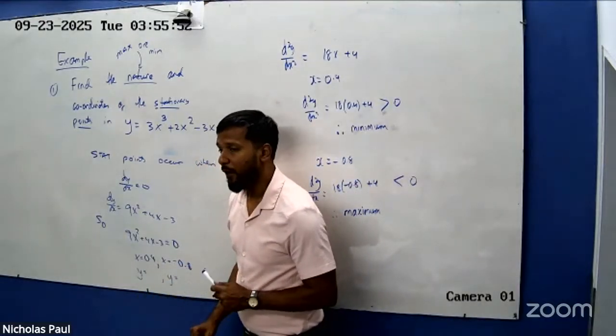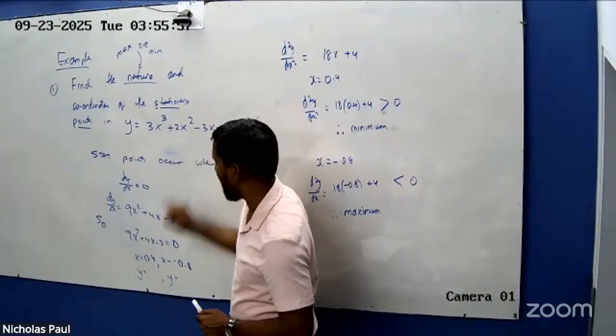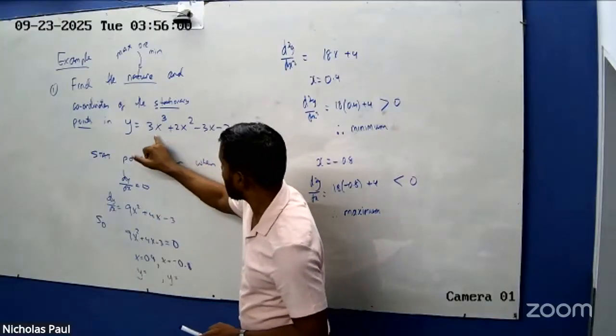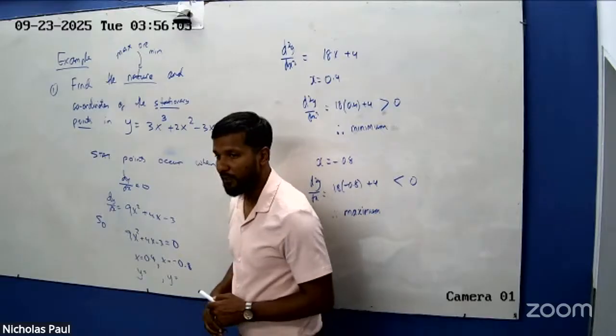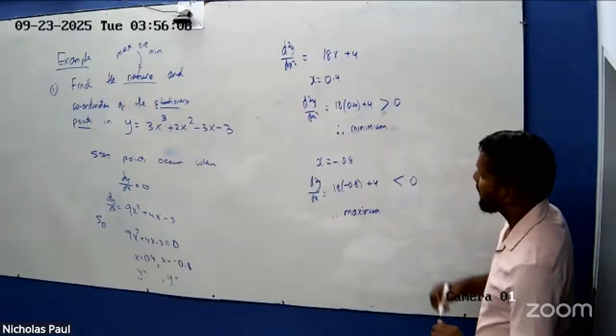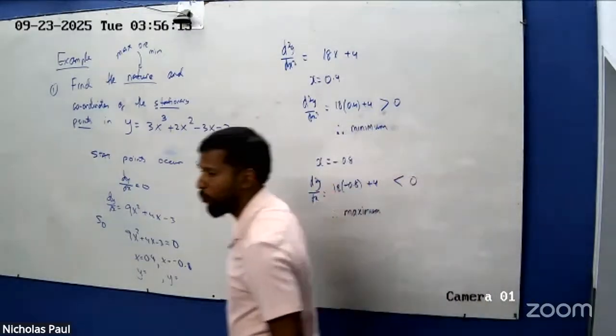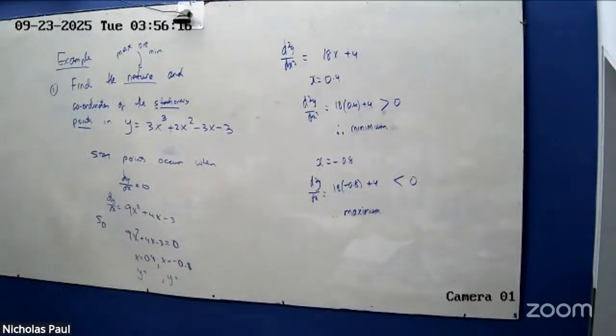Okay? To find the y value, we put in the value here. Plug in 0.4 here, and you'll get the y value. Plug in minus 0.8 here, and you'll get it out. Okay, copy it down. Copy it down and just tell me the y value. So, what are the steps? Find dy/dx. Make it equal to 0. Solve. Find d2y/dx squared and plug in the value. Okay? Writing all the steps, and let's go again.